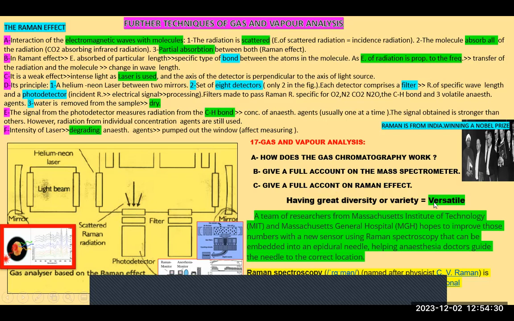And of course, as we said, versatile means having a great diversity, having many varieties. This is a hint about the subject. I hope that I succeeded. Sorry for my mistakes, and I hope to see you later on.